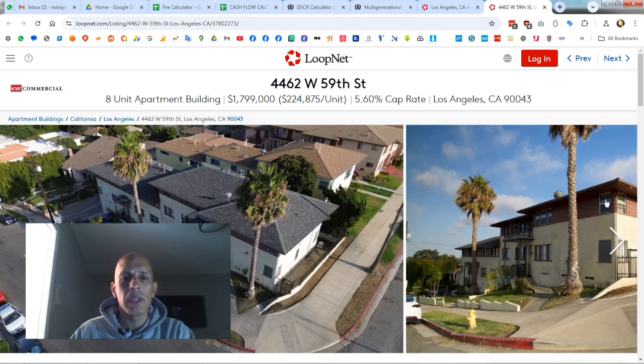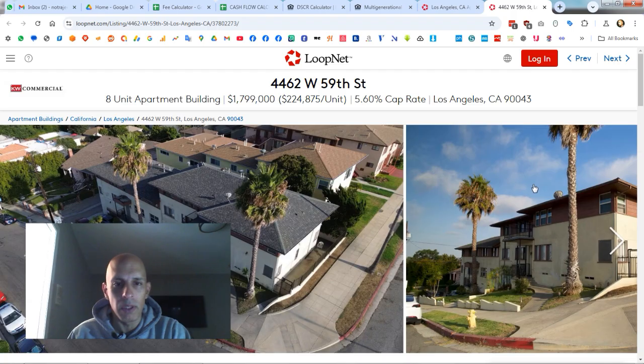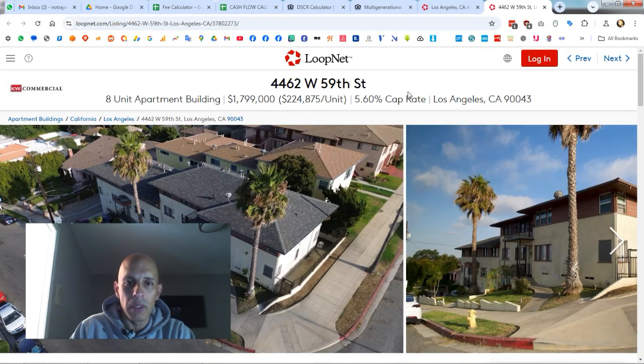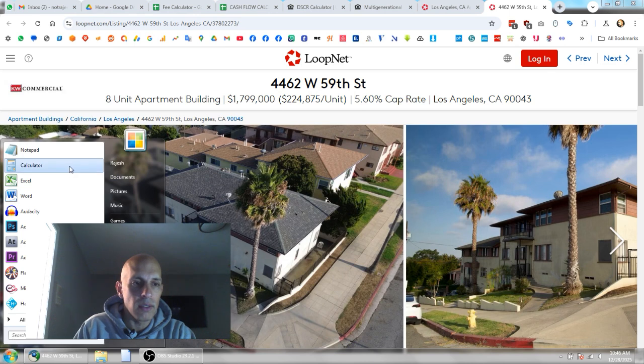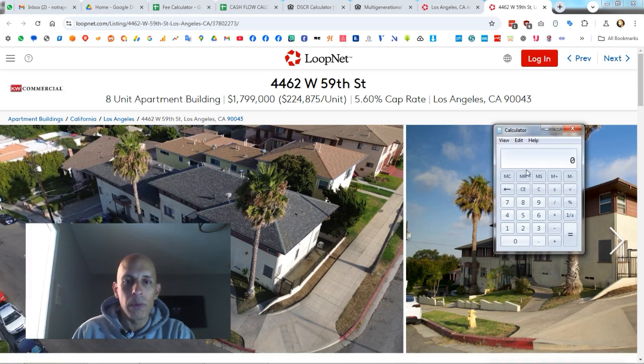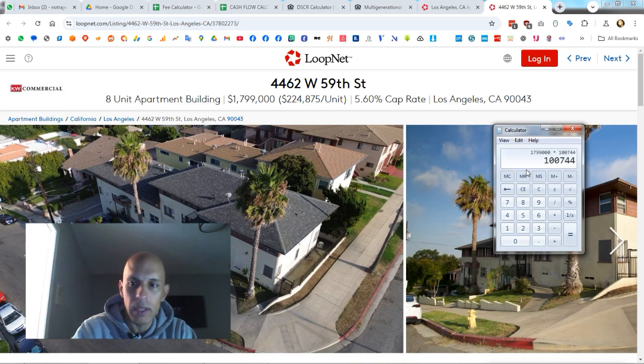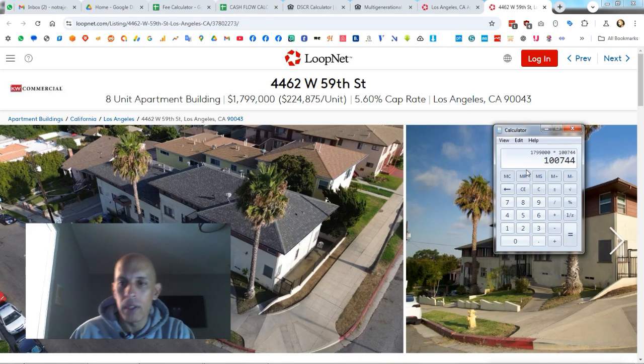So today we'll be looking at 4462 West 59th Street in Los Angeles. It's an 8-unit apartment building at $1.8 million. It's got a 5.60 cap rate, and here's an easy way to figure out how much a building makes in terms of net operating income. You multiply the purchase price by the cap rate, 5.60%, and that tells you the NOI, the net operating income.